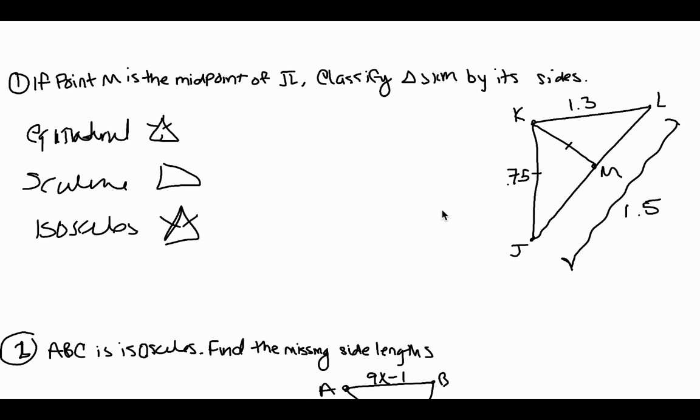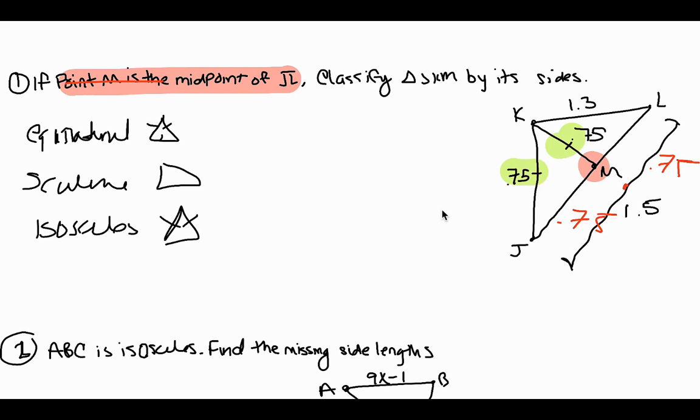So I want to just label everything that I possibly know. The first thing I'm seeing here is that this is 0.75, and so this one must also be 0.75. And we know that just from the way that our picture is marked. The second piece of information comes from right here. Point M is the midpoint of JL. So that's going to bring me here. If M is my midpoint, then these are each half. So this would be 0.75, and this side is going to be 0.75.